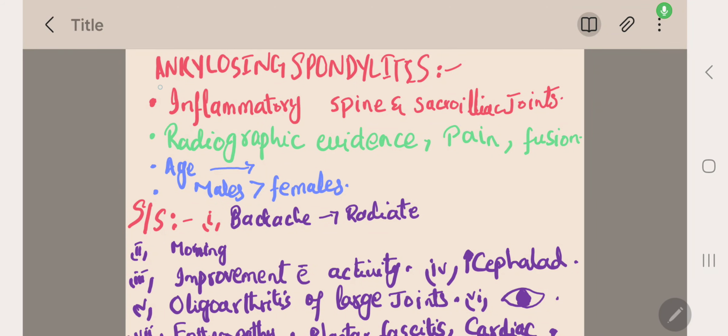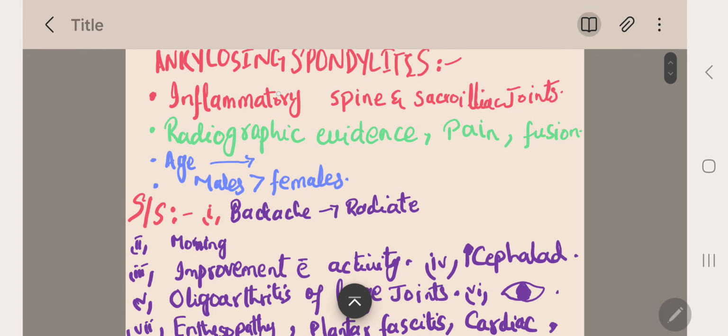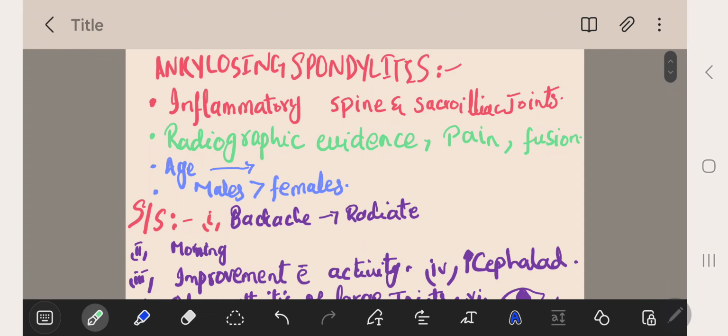Well, in this video, we will discuss ankylosing spondylitis. So, what is ankylosing spondylitis? Ankylosing spondylitis is an inflammatory condition that affects the spine and sacroiliac joints. Other large joints may also be affected, like the hip joint, shoulder joints, etc. But mainly it affects the spine and sacroiliac joints.